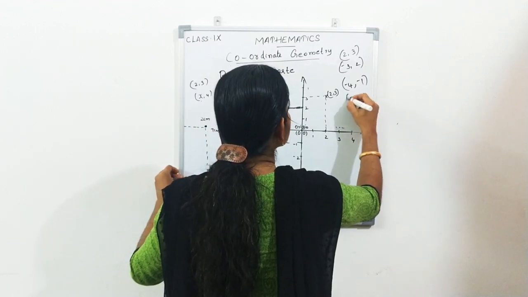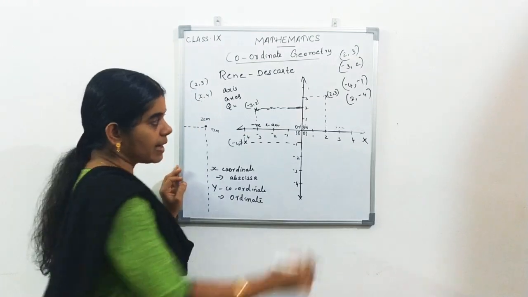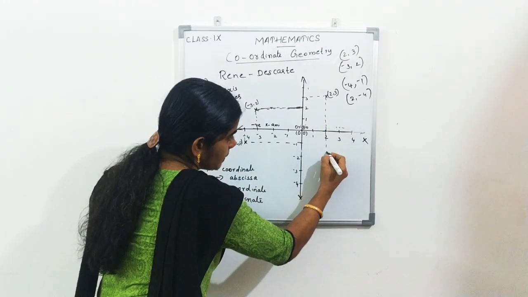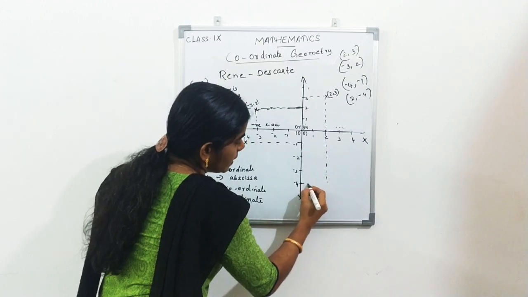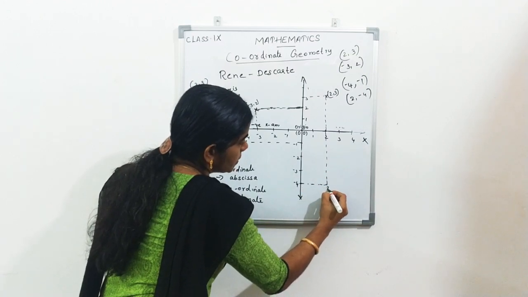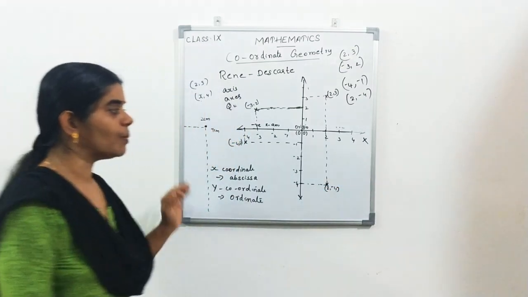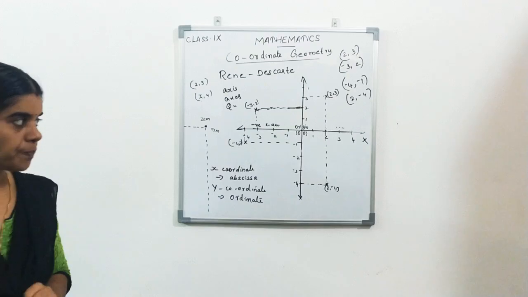Next, I am saying 2, minus 4 you want to locate. Here x is positive. Therefore, 2 here, we can start from here, minus 4 here. Therefore, 2, minus 4. This will be the position of 2, minus 4.